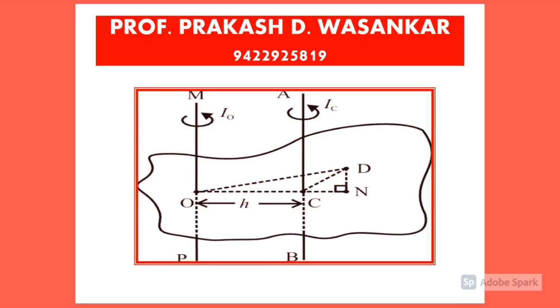First, we draw the figure: axis MOP passing through the origin, and axis ACB passing through the center of mass and parallel to the axis MOP. Let h be the distance between these two axes. Consider a mass element dm located at point D. Join OD, CD and draw DN perpendicular to OC. Then we get two right angle triangles.